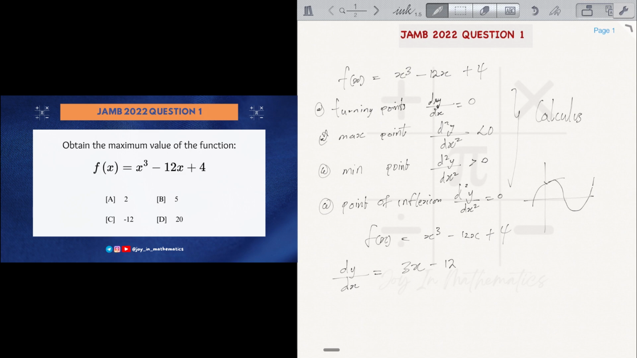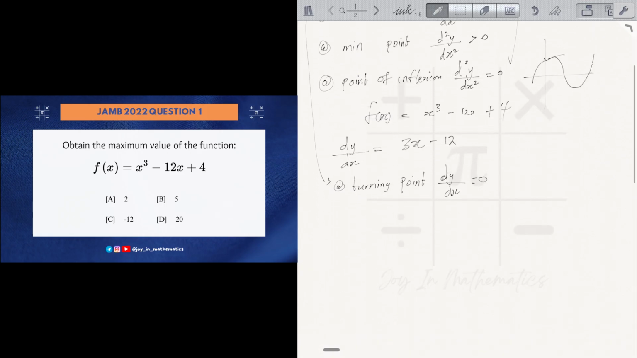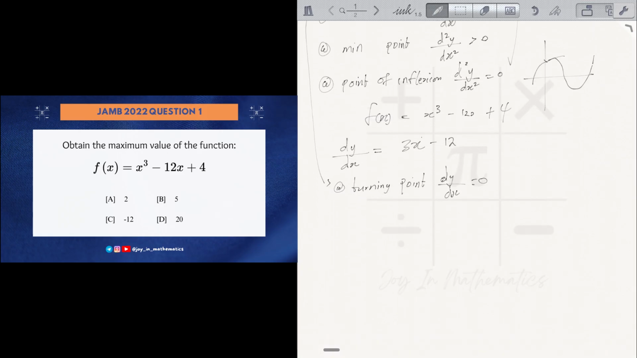dy/dx is going to give us 3x squared minus 12. Now, at turning point, dy/dx is equal to 0. That means it's going to give us 3x squared, because when we have y equal to ax raised to power n, dy/dx is going to give us n a x raised to power n minus 1.